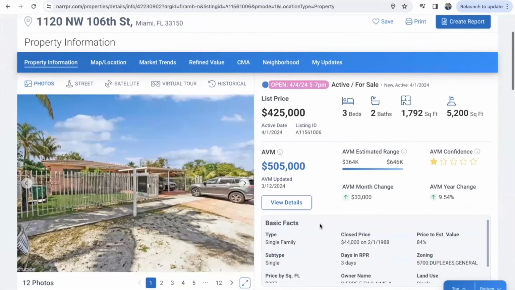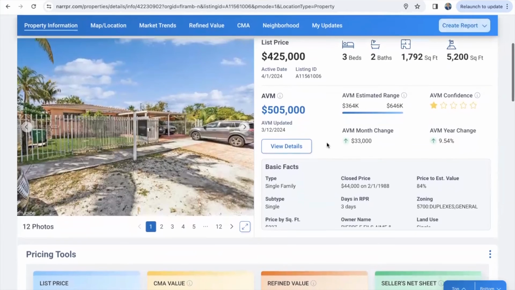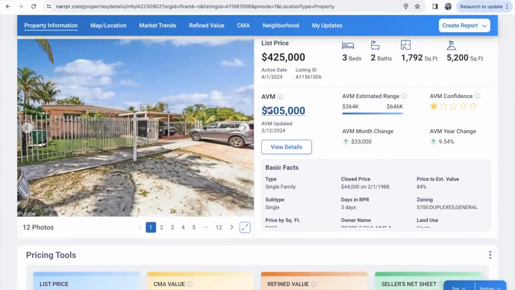All right, let's take a look. So it's got a list price of $425, right? And it has an open house today from 5 to 7. Wow, on a Thursday. So RPR gives it a valuation of 505. Now look to the right. Instead of having 5 stars, it has only 1 star. So RPR is not confident in this price at all.